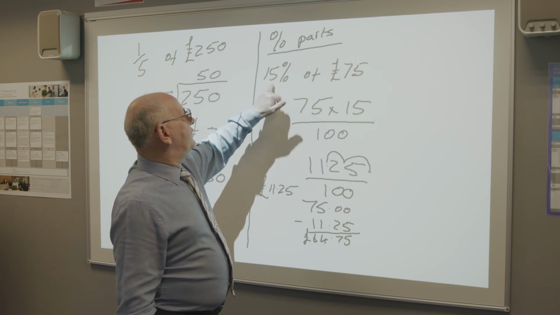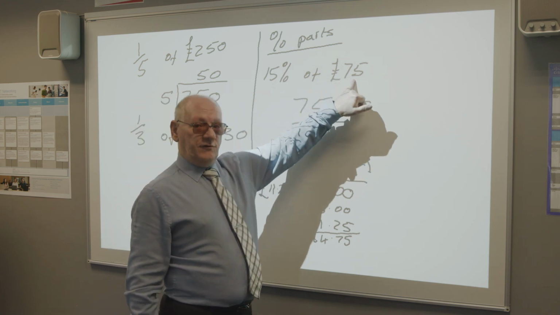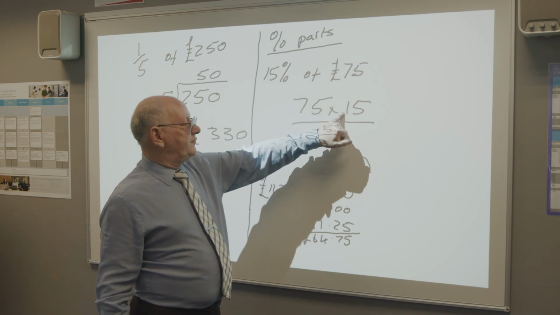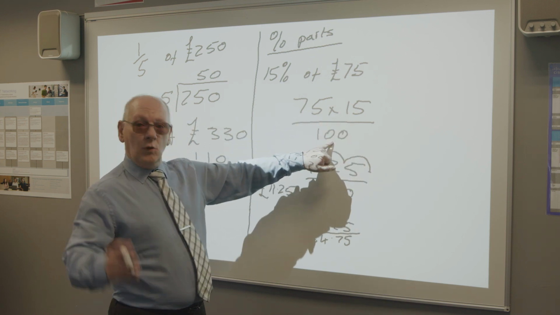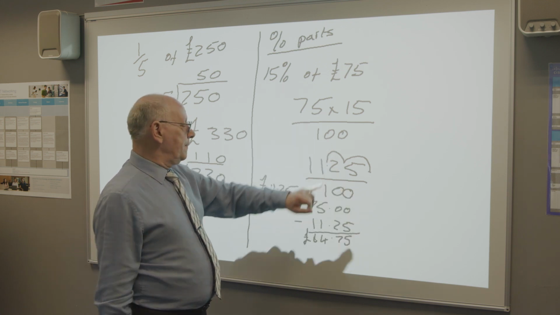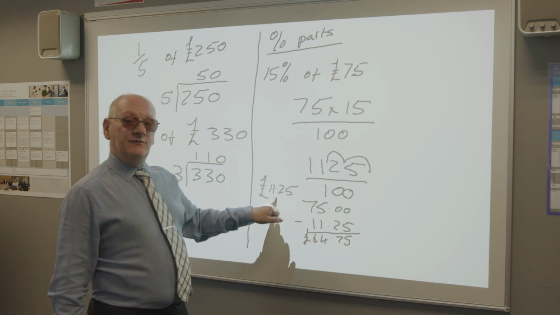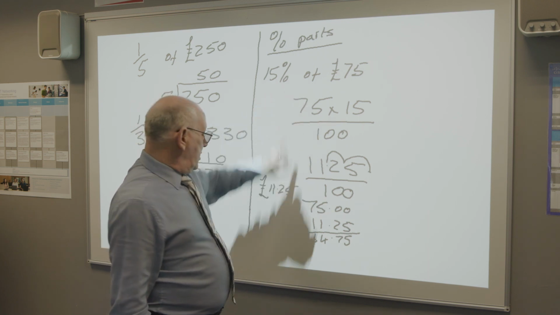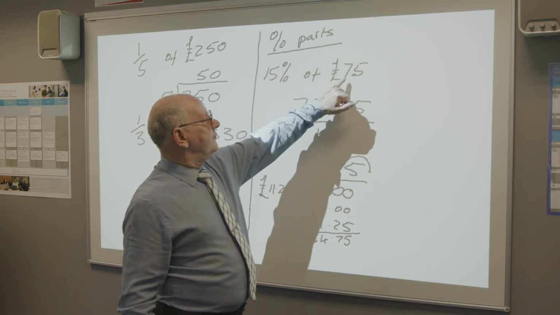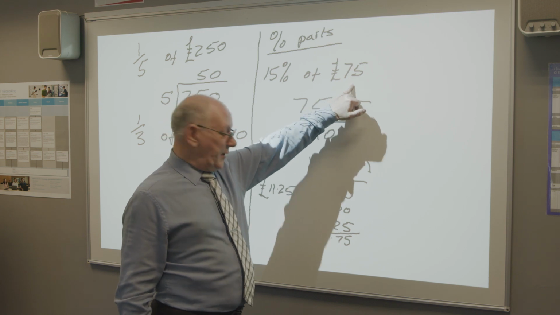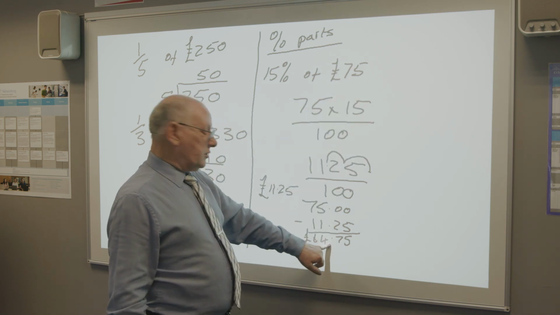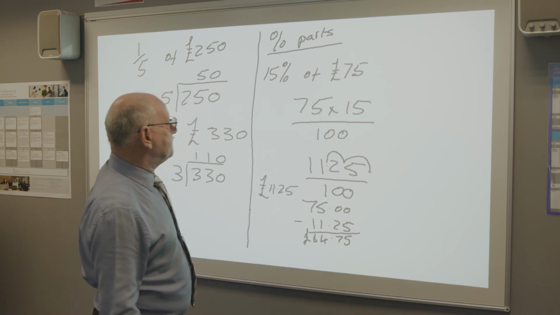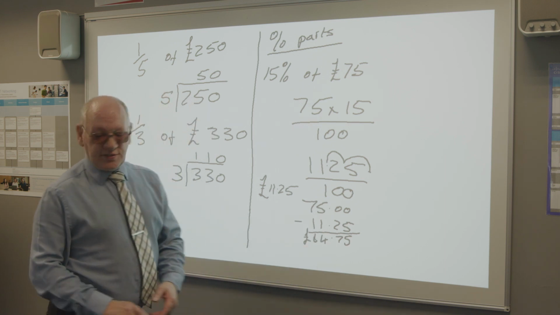So you need to find 15% of £75. You do that, 75 times 15 divided by 100, all on your calculator, remember, and you end up with £11.25. That's your discount. £11.25 off £75 will give the new cost of the coat of £64.75. That's how you find a percentage part.